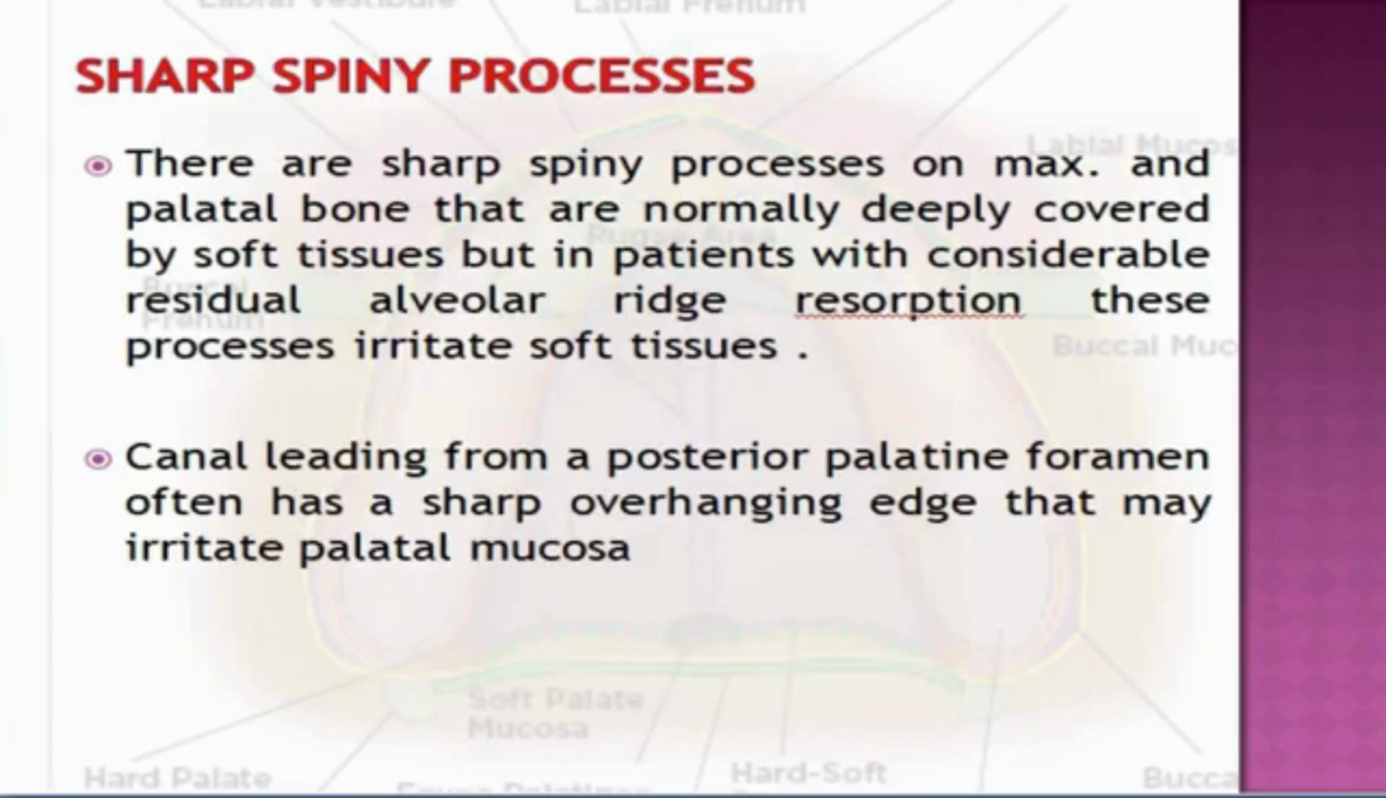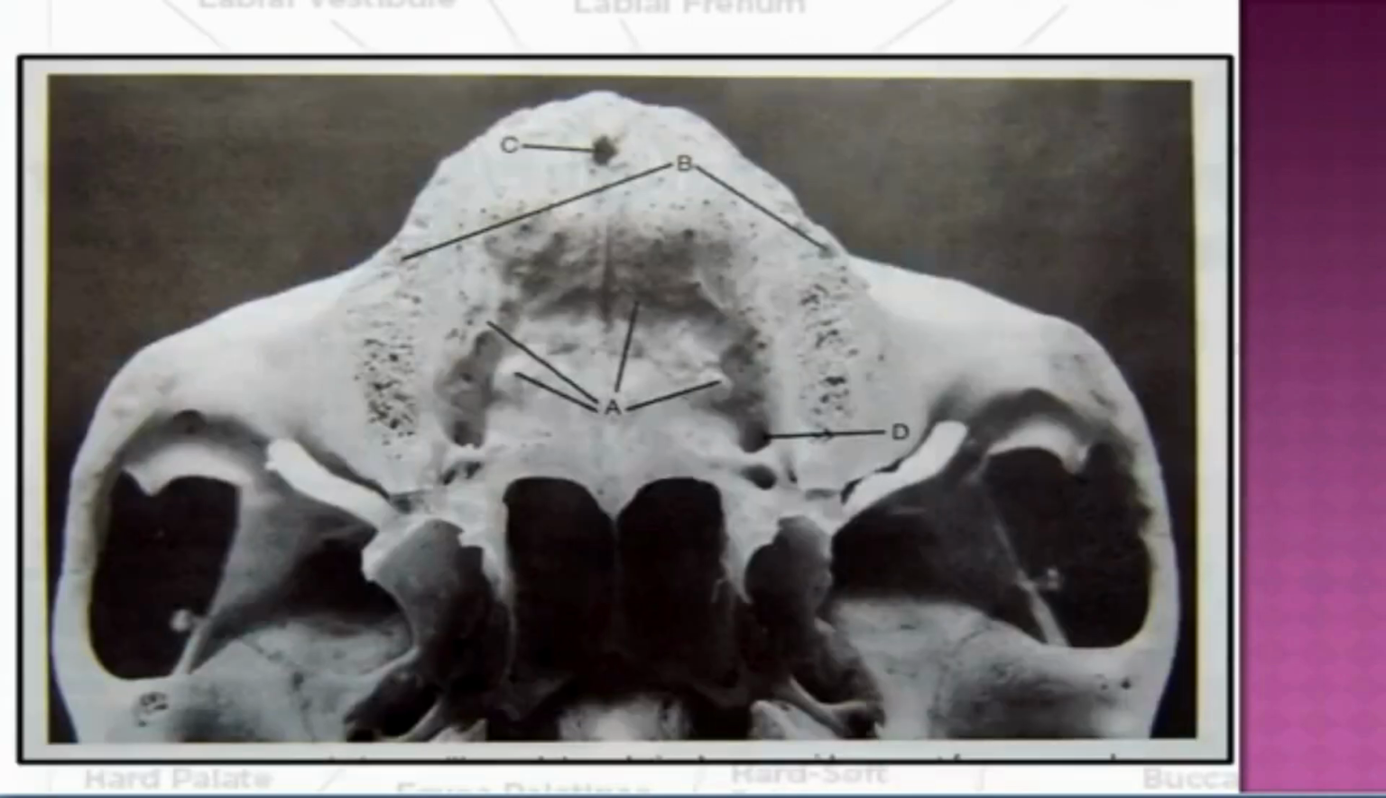Sharp spiny processes. The posterior palatine foramen has a sharp spiny edge that can irritate the covering soft tissues. In individuals with excessive resorption of residual ridges, sharp spines can irritate soft tissue beneath the denture, which are normally covered deeply by the soft tissues. The knowledge about the underlying anatomical structures of the relief areas is very important during the final impression procedures, as the special tray should be relieved in proper areas.